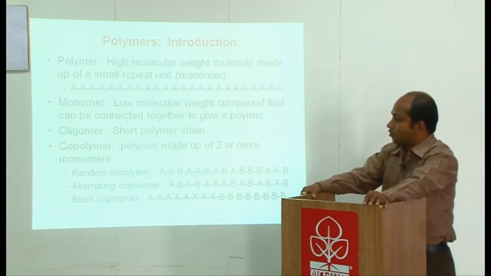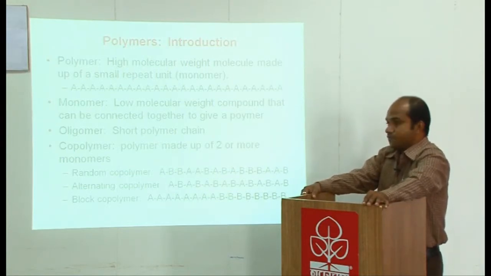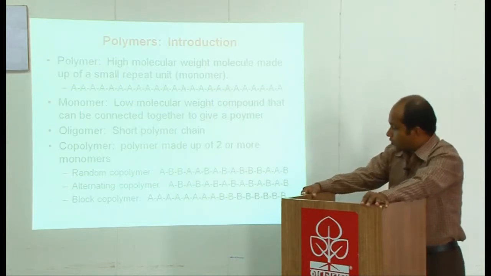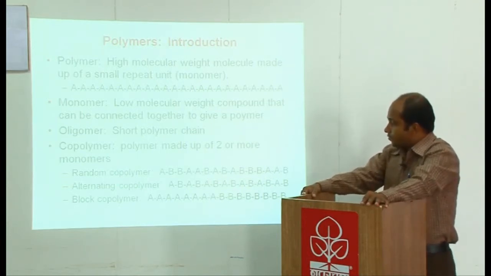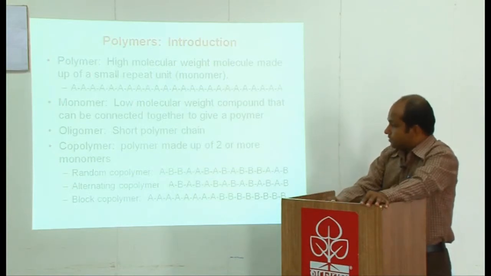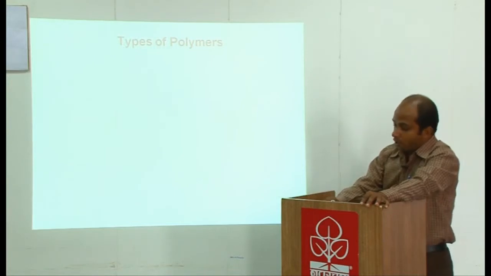Whereas in the case of a block copolymer, you have multiple monomers of A connected with each other, followed by multiple monomers of B connected with each other, and these blocks of monomers are connected to each other in a block copolymer.